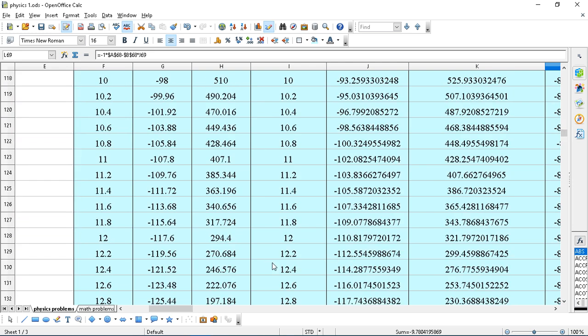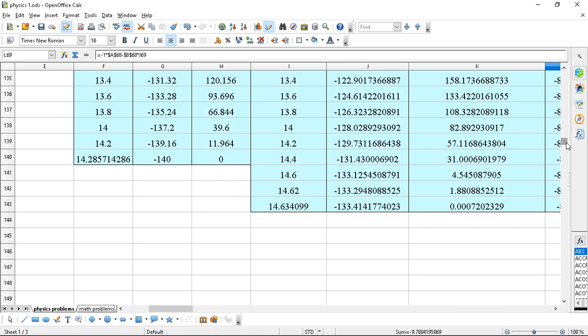For example, here we have minus 119.56 versus minus 112.555, and the position here is 299.46 meters, and here it is 270.684. And you can notice that the fall time is very close to that for the free fall.